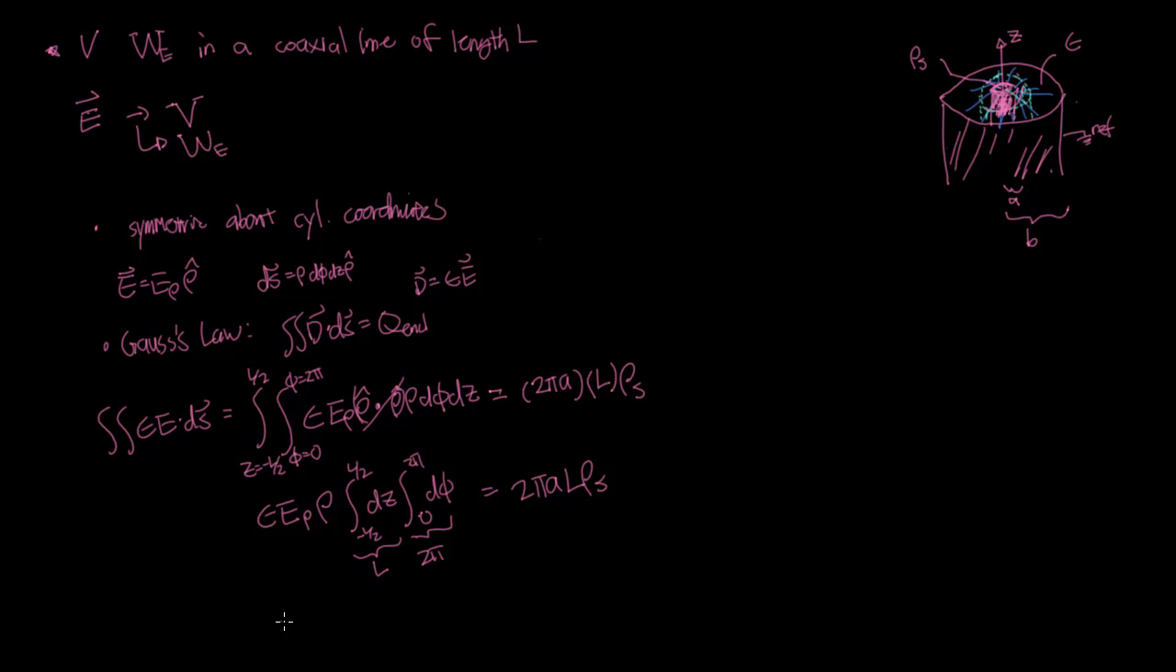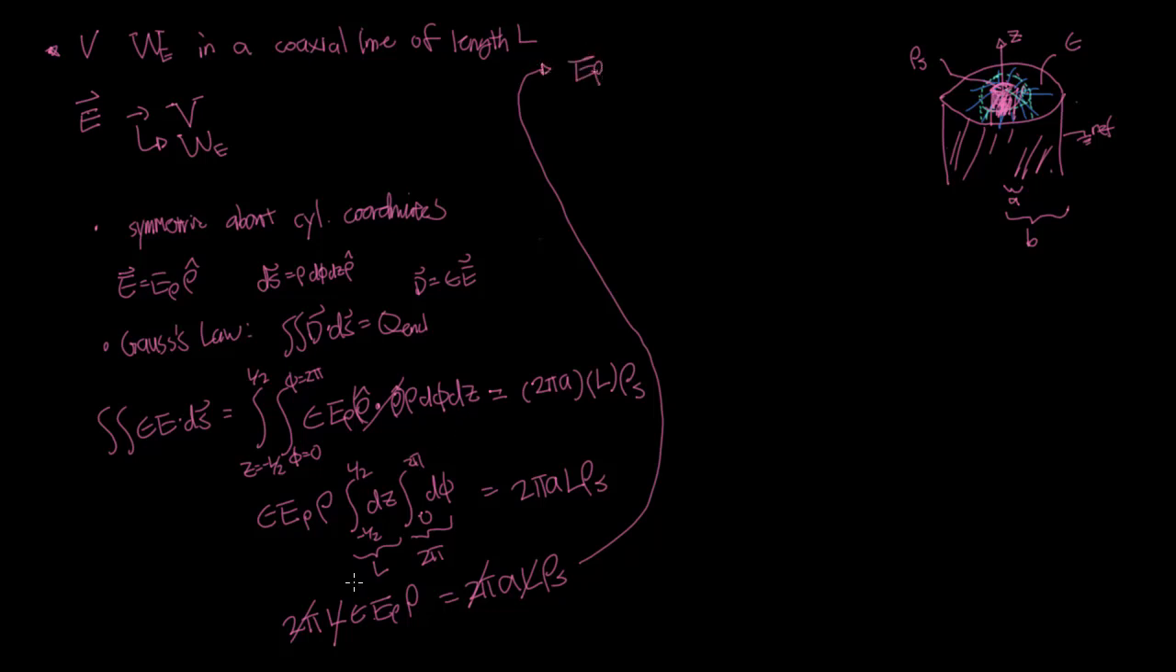Now let's just write this out before we clean it up. 2 pi L epsilon E rho equals 2 pi a L rho s. Conveniently, the 2 pi's cancel out, the L's cancel out, and we are left with our expression for the electric field. So let's shift up here. Therefore, our electric field, we're just going to divide everything over, is going to be equal to a rho s over epsilon rho in the rho hat direction.